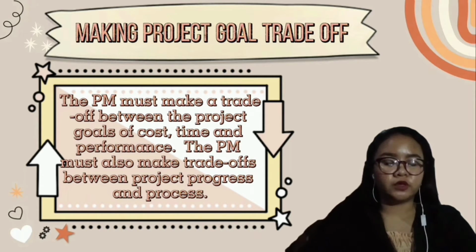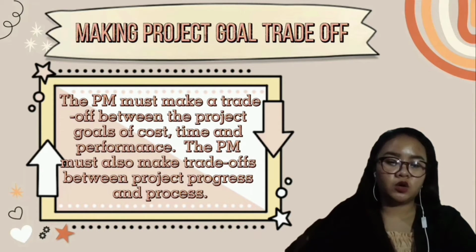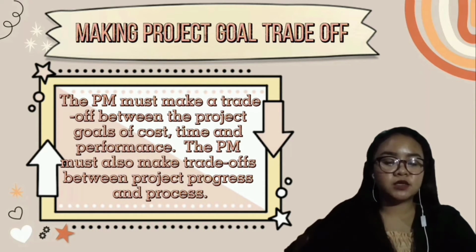Making project goal trade-offs, or the progress versus process. The most common set of trade-offs in project management is the classic time, quality, and scope. For example, you can do something faster, but in order to do so, you must sacrifice either the quality or scope. Or you can do something bigger, but in order to do so, you must sacrifice either quality or time. And the last example is that you can do something high in quality, but you must sacrifice either scope or time.